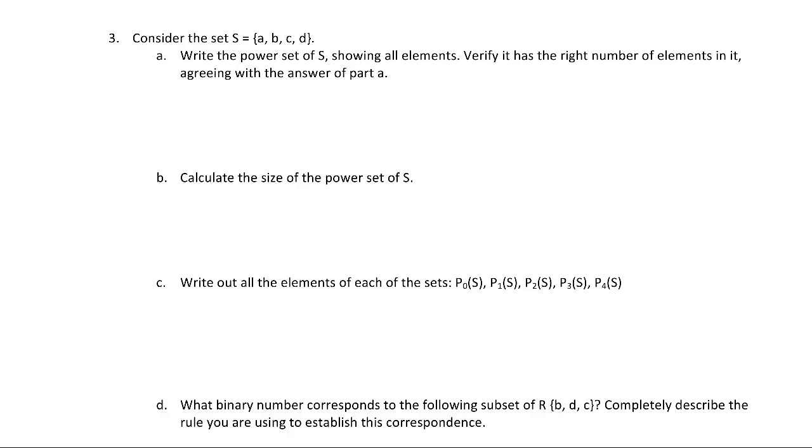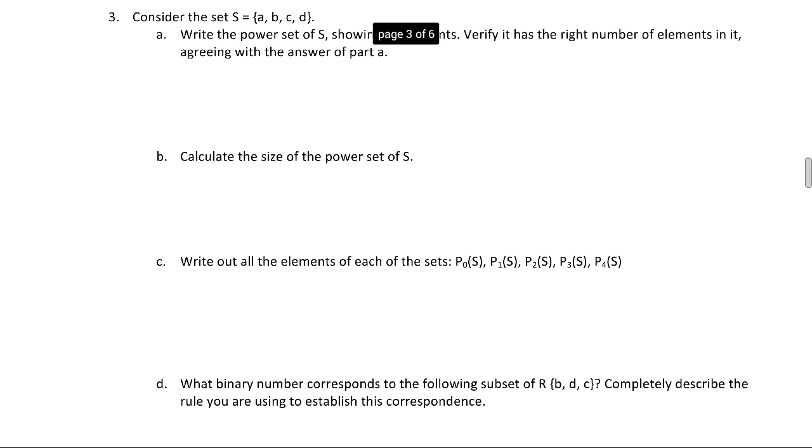Okay, in this video I'm going to continue on with some examples from the topic of combinatorics or counting. In this one it says consider the set S of the four letters A, B, C, and D. It says to write the power set of S showing all elements, verify it has the right number of elements in it, agreeing with the answer to part A. I think that's supposed to say part B, because in part B we calculate the size of the power set.